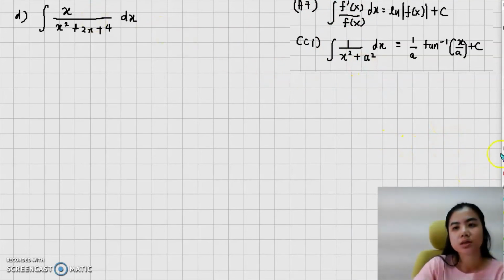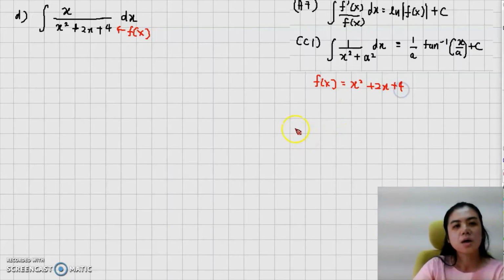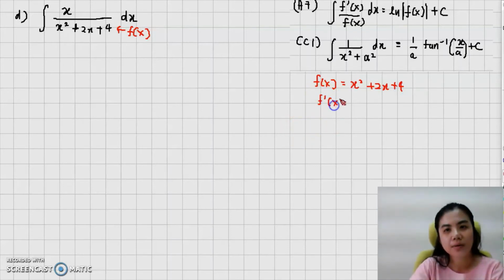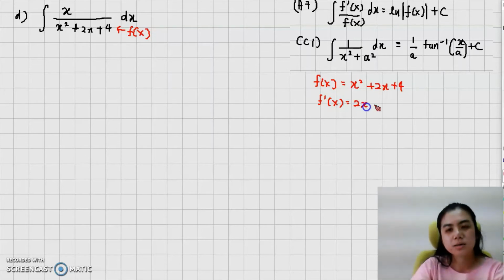This will be your f prime. This will be your function f. So let's look at our function f. Your function f is x squared plus 2x plus 4. If you differentiate this, we will have 2x plus 2. It means that you need to have 2x plus 2 at the top. But what we have here is only x.